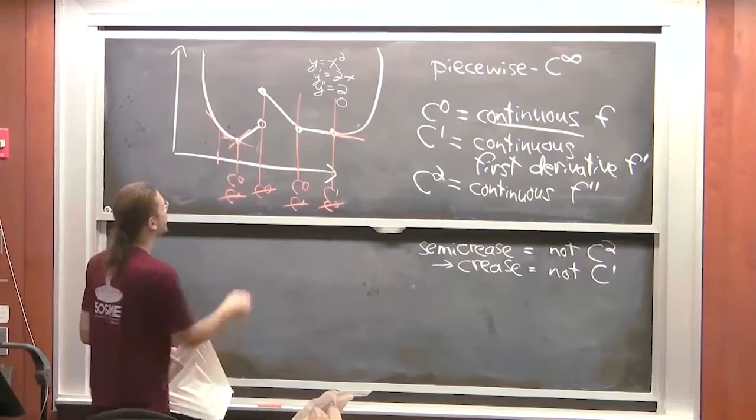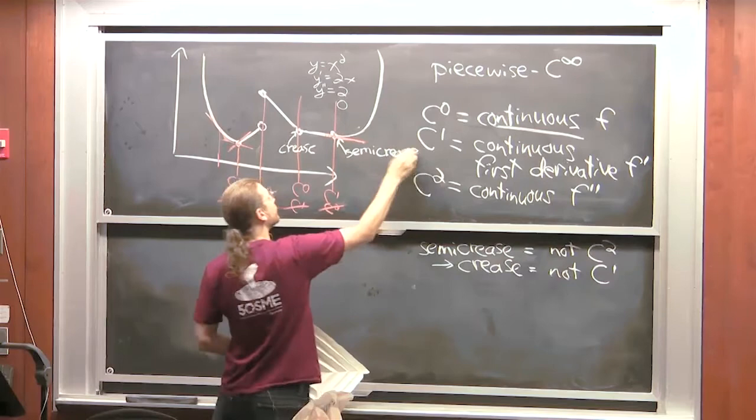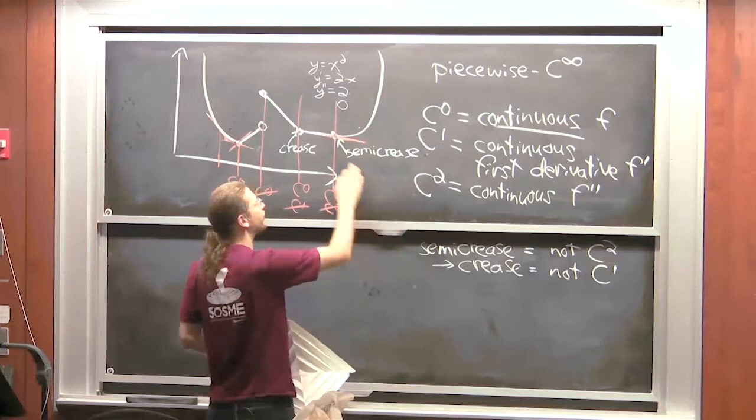And so, for example, this would be a crease. And this would be a semi-crease. So here the derivative changes. That looks like a crease if you had a one-dimensional piece of paper. This doesn't look like a crease. It's kind of smooth, but not. It's a little bit smooth. It's C1, but it's not C2. So there's a semi-crease there.